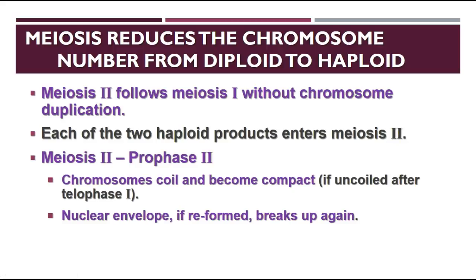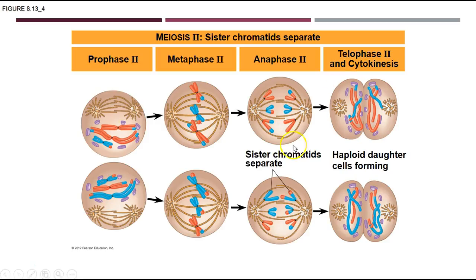Meiosis 2 is going to follow right on the heels of meiosis 1 without chromosome duplication. Each one of those products is going to enter meiosis 2, and the first phase, of course, is going to be prophase 2. So once again, the chromosomes are going to coil up and become compact. Sometimes they don't even uncoil. It just depends on the cell. The nuclear envelope, if it formed, is going to break up again. And so here's our prophase 2, okay, nuclear envelope disappearing. The spindle is forming, and the spindle fibers start attaching to the centromeres.